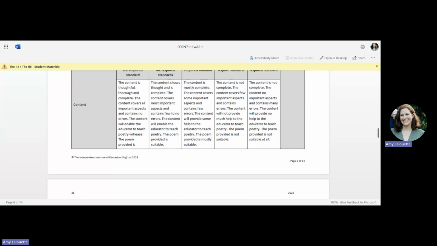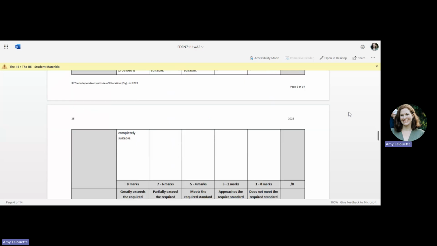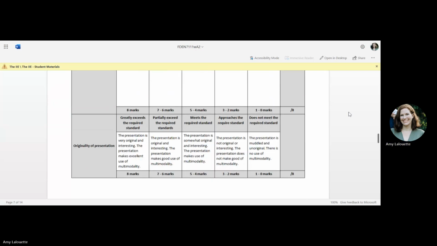It's not a slideshow where you have to know what each slide means before you teach it. So it can't just have key words on it. Then every teacher is going to teach something differently. The poem provided is completely suitable. So it's suitable for grade 11s. It has poetry conventions in it, not too long, not too short.